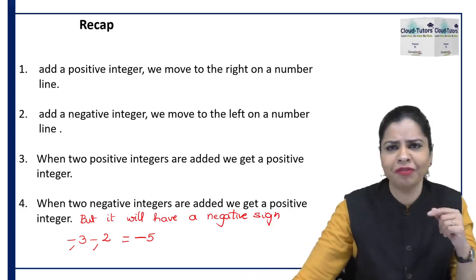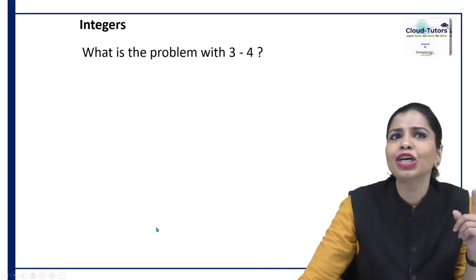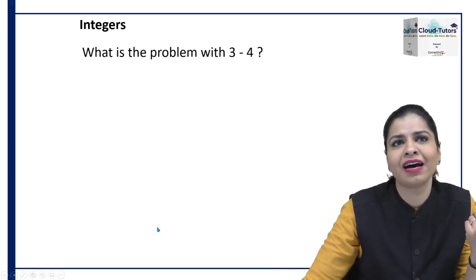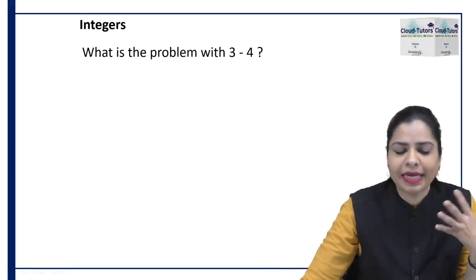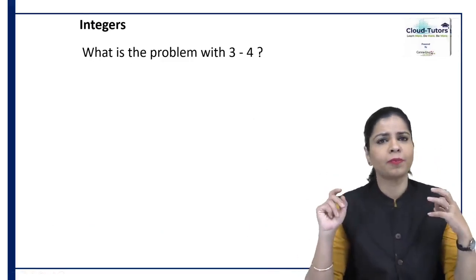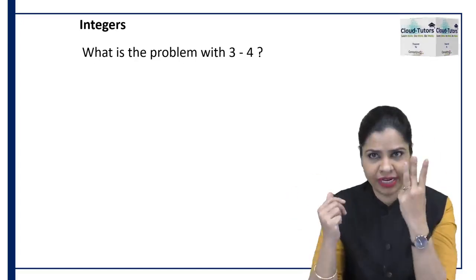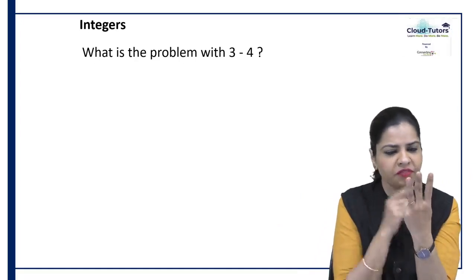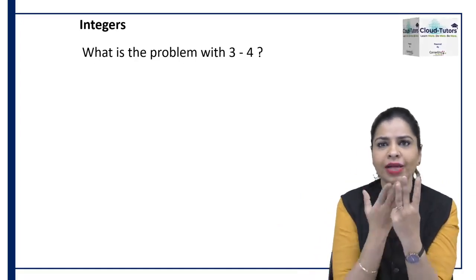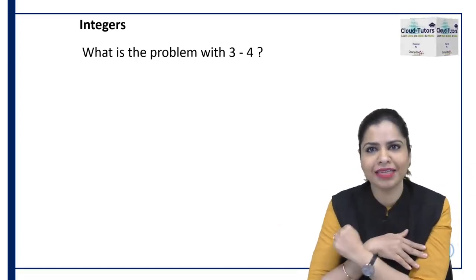We will look into it. We will solve a few questions based on that so that things are clear. Now, this is the question. What is the problem with 3 minus 4? I have 3 and I have to subtract 4. From where will I bring the 4th now? How can I subtract when I have only 3?